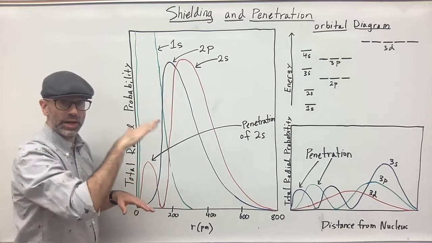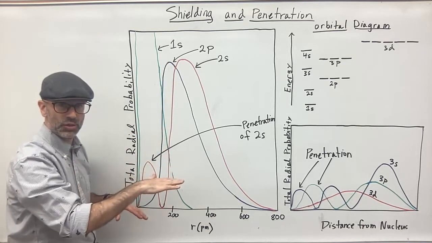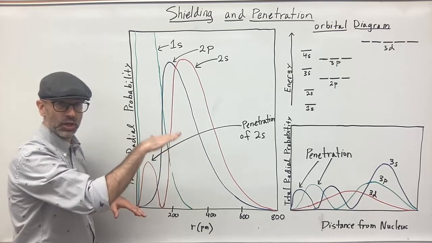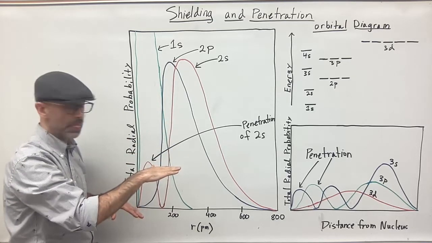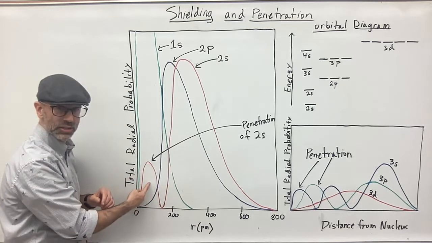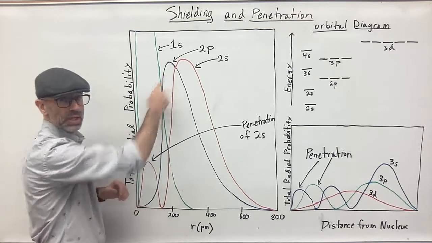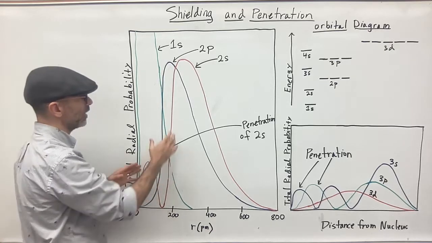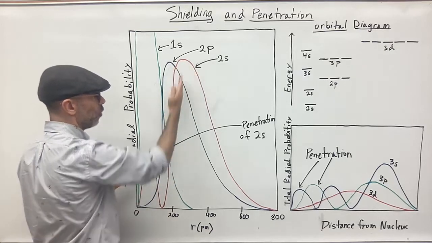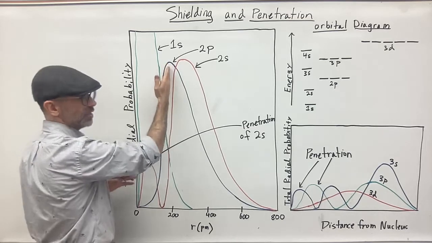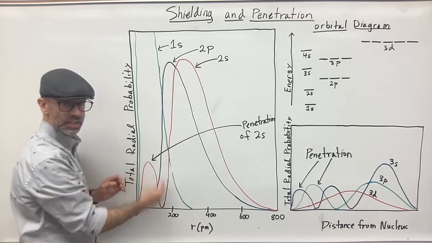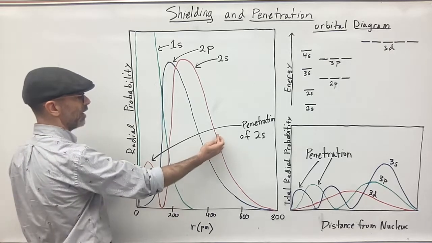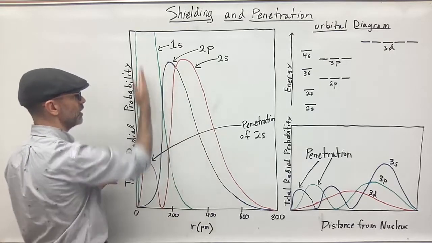And that is what brings the energy down of the 2s orbital. So the 2s orbital ends up having a lower potential energy because of this penetration compared to the 2p, which doesn't have the penetration. So this is why the 2s orbital is lower in energy than the 2p. And it's because of this penetration of the electron.